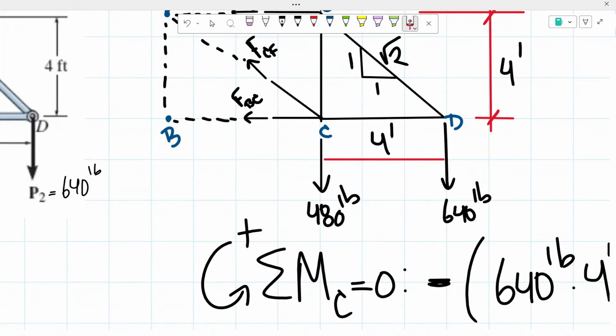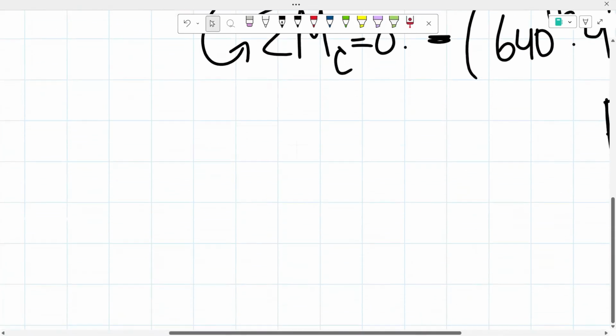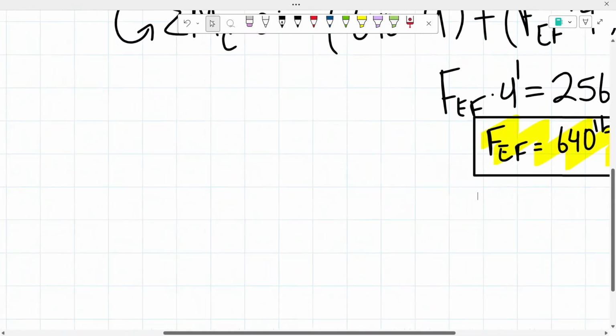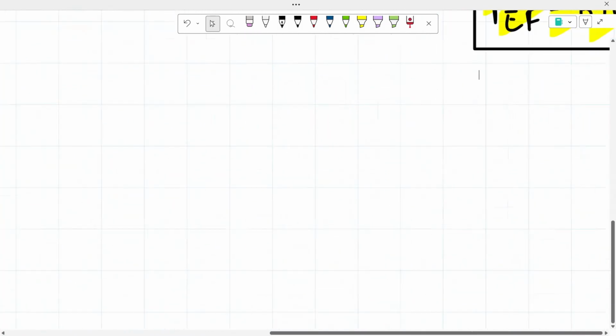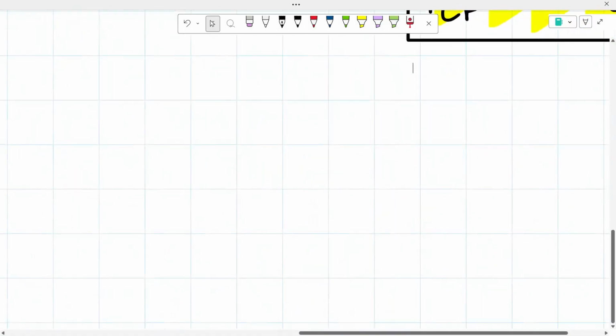You could also take the sum of the forces in the x direction if you guys would like to. It's really up to you guys, but I'm just going to be taking the sum of the moments about point F. I'll probably show how to take the sum of the forces in the x direction as well, showing how you would get the same answer in the end.